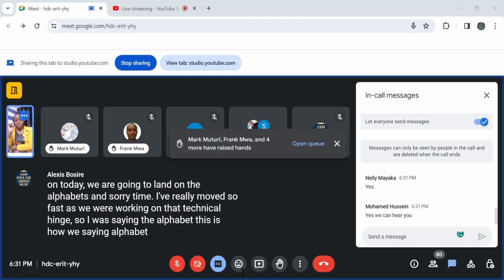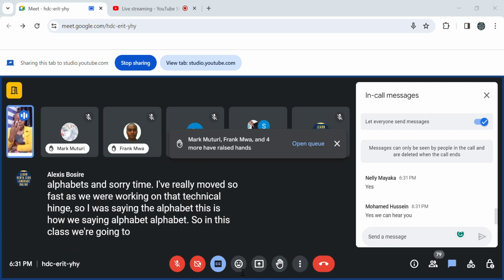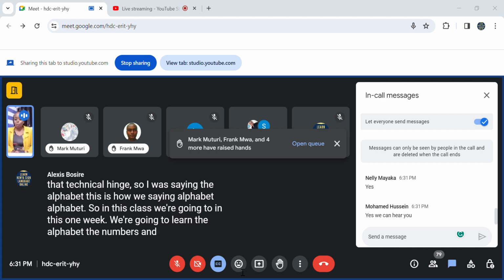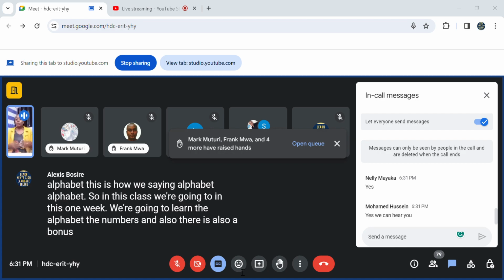So as I was saying earlier on, today we are going to learn the alphabets. Sorry, time has really moved so fast as we were working on that technical hitch. This is how we sign alphabets. In this one week, we're going to learn the alphabets, the numbers, and also there is a bonus topic, which you'll find out as we come to the end of the week.